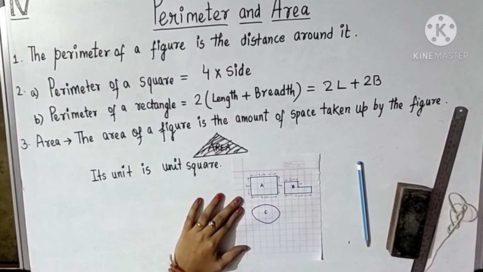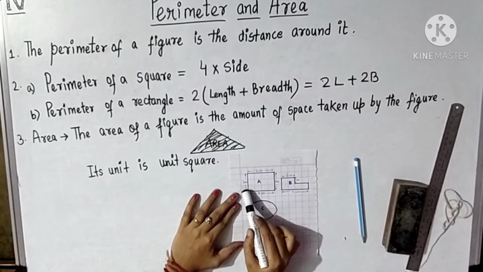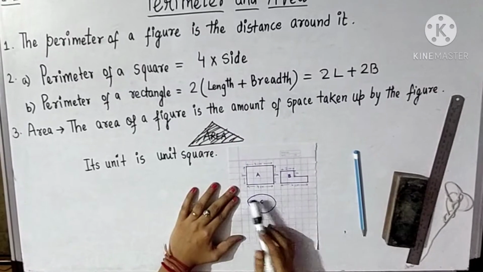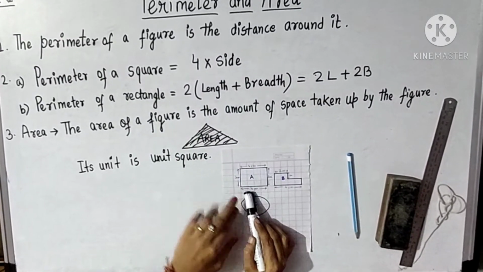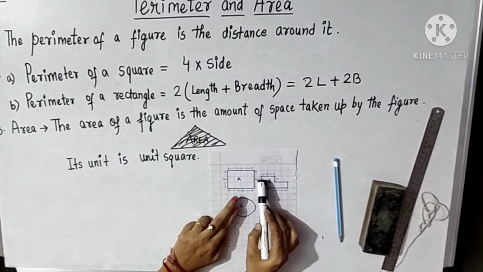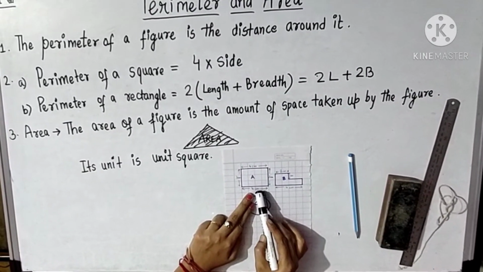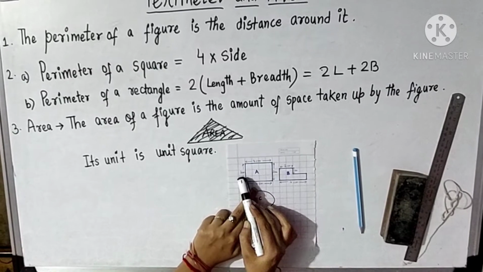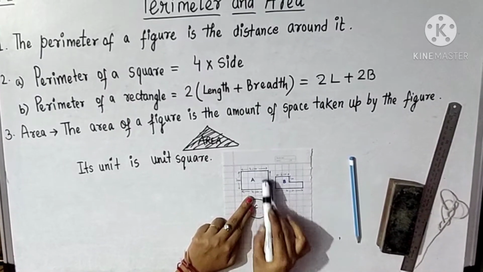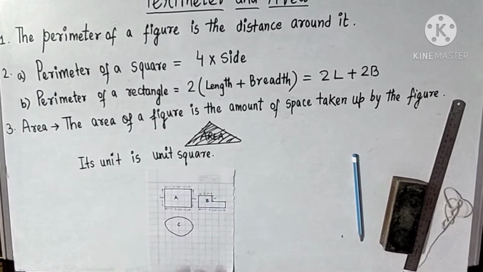So, there are two ways. Either we can add all the boundary or we can apply the formula of a rectangle. Now, if we add all the boundary, then 4 plus 3 is 7, 7 plus 4 is 11, 11 plus 3 is 14. So, the perimeter of the given figure is 14 centimeter.